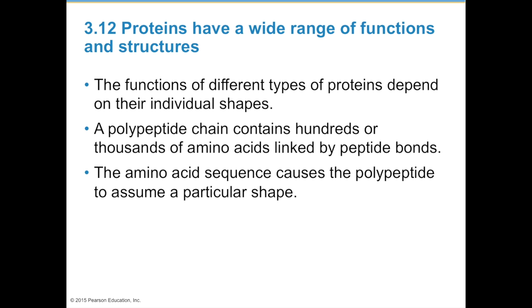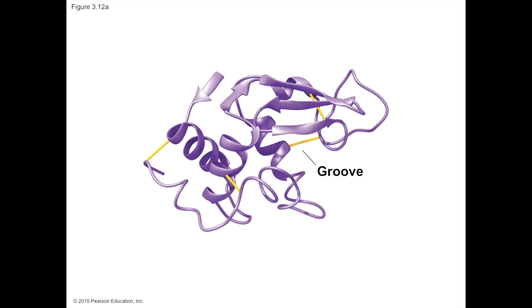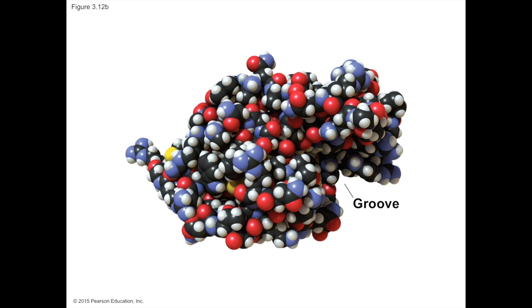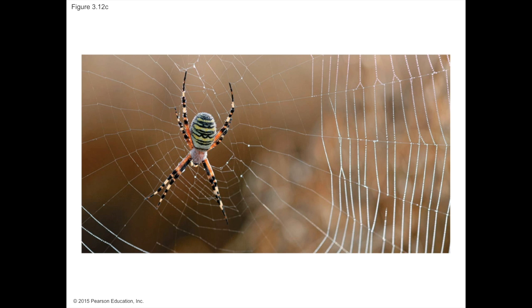A polypeptide chain contains hundreds or thousands of amino acids linked together by peptide bonds. Amino acid sequence causes the polypeptide to assume a particular shape. So this is a protein. This is the same protein but a different model. This is protein for spiderweb. So spiderwebs, the protein that they spin is just phenomenal. There's a lot of research that goes into these spiderwebs.